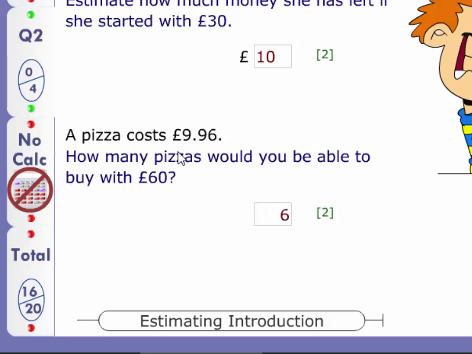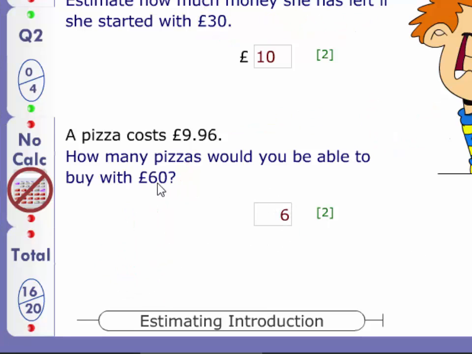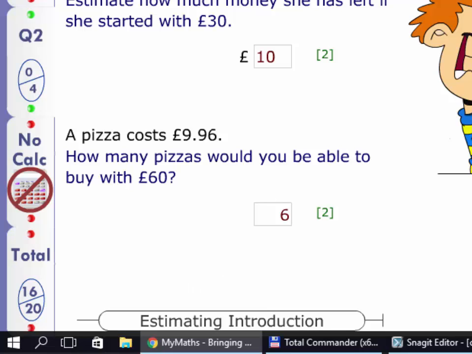I'll double check this last answer of 6 by imagining what would happen if I'd rounded the number down to £9. So if I'd made that 9 and I'd bought 7 pizzas, 7 nines is 63. Oops, that's bigger than my 60, so I can't get 7. So 6 is the answer, the final answer. Let's just check our answers, and both are correct.